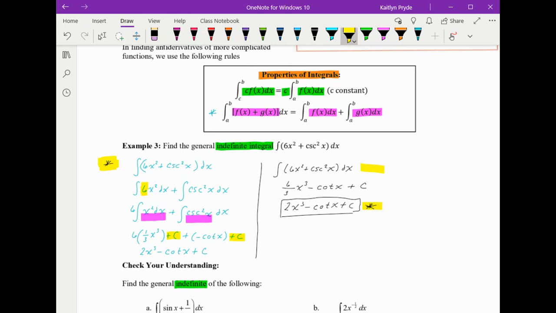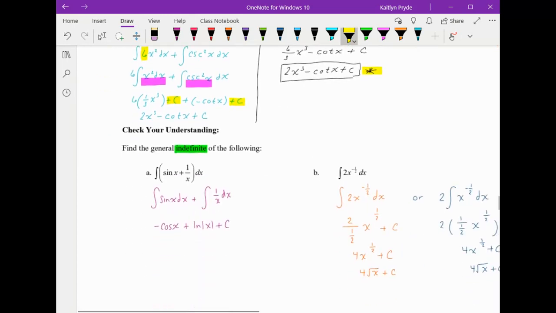Okay? All right, so you have two check your understandings to do. They're both dealing with the indefinite integral, so you always want to make sure there's a c attached at the end. Pause me, go ahead and take a look. Work on both of them, and when you're ready, unpause and check your work.